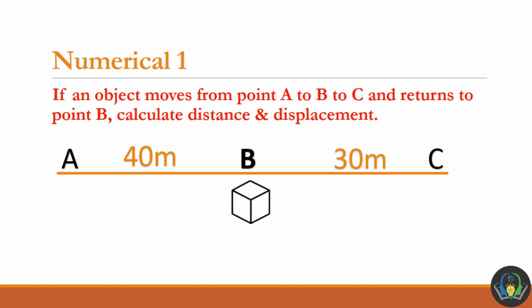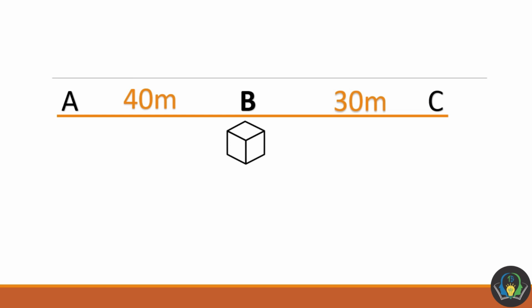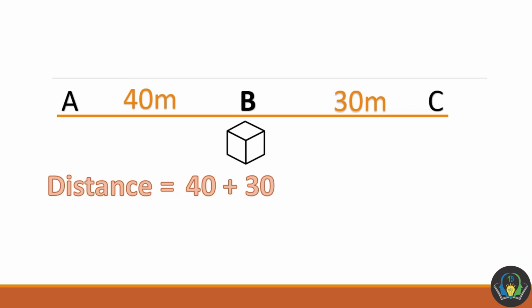Okay, so what will be the distance traveled during this whole journey? It is extremely simple. The distance traveled between A to B and B to C is 40 plus 30, so that will be 70 meters. But the object is traveling from C to B as well, so another 30 meters will be added, as the direction will be from C towards B at the end. Hence, the answer will be 100 meters. I hope the thing is clear.